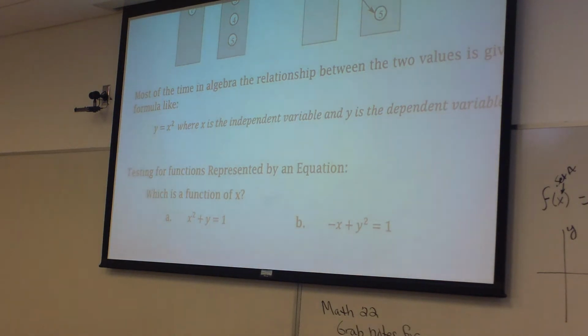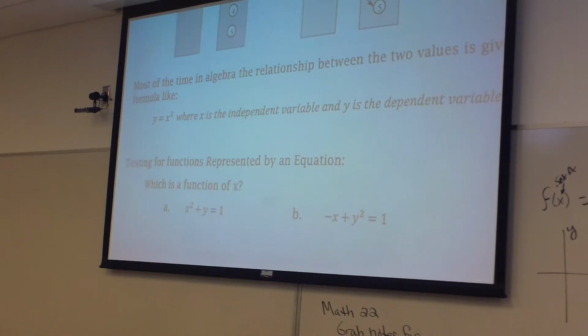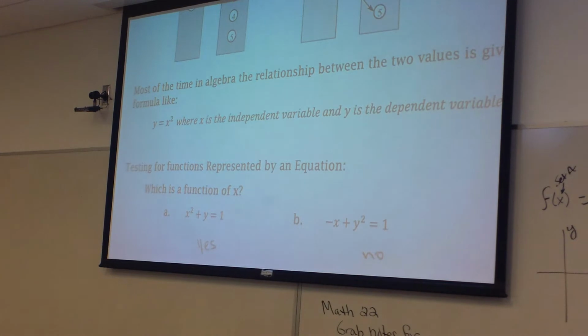So which is a function of x? This one is. This one's not. It all has to do with which variable is squared, or to the 4th, or to the 6th, or to the 8th power. That's one way that you can tell really quickly, if you scan through and something is being done to y that makes it an even power.